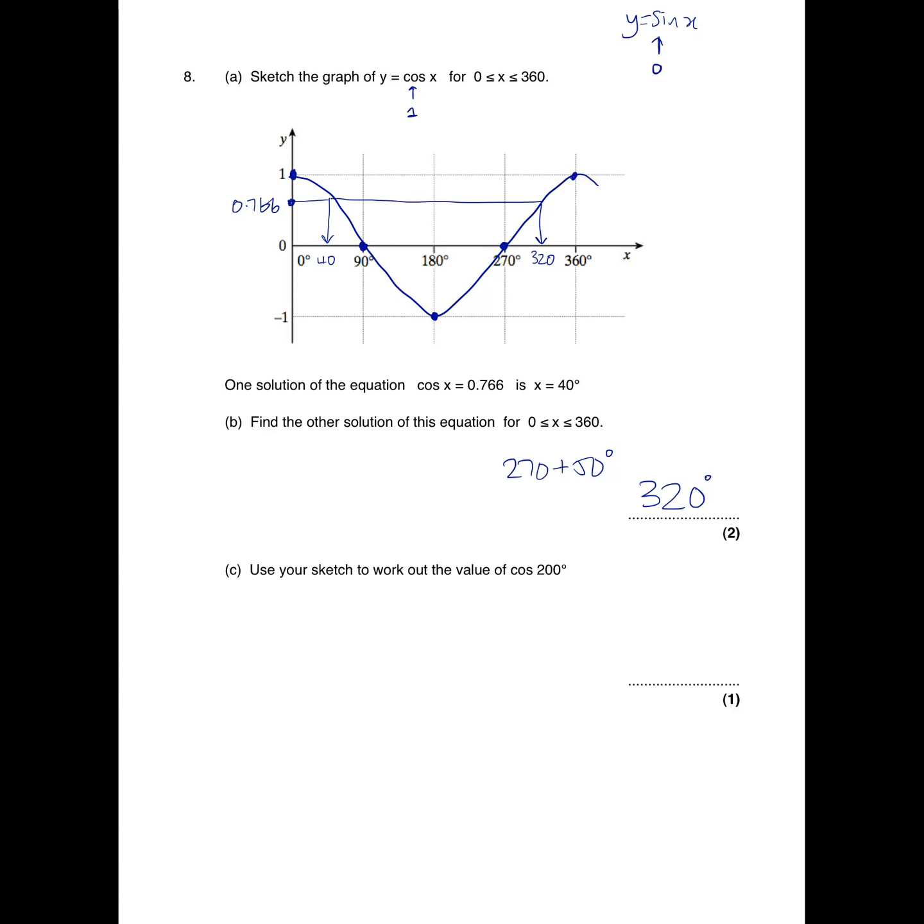Part C of the question says use your sketch to work out the value of cos of 200. Well, here's 200 just here. So if I go down, I can see that it's negative. And if I go across, this will only be an estimate, but I estimate it to be minus 0.9. If I work it out on the calculator, it's actually minus 0.94. But this was taken from my graph.